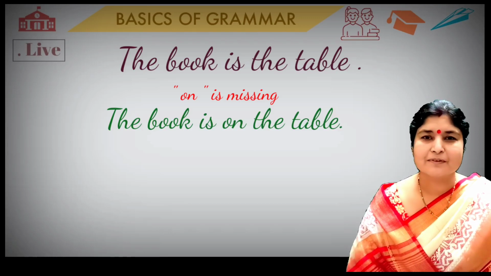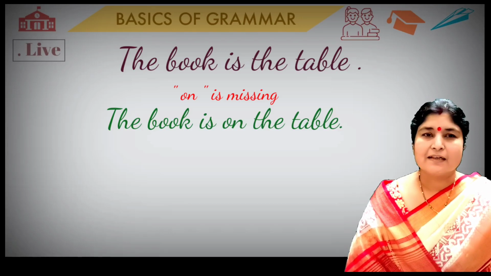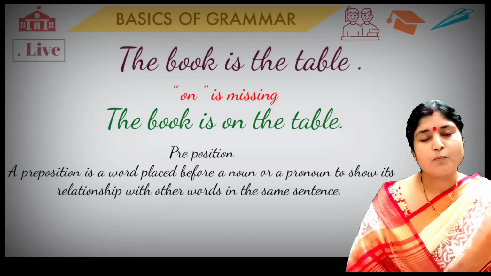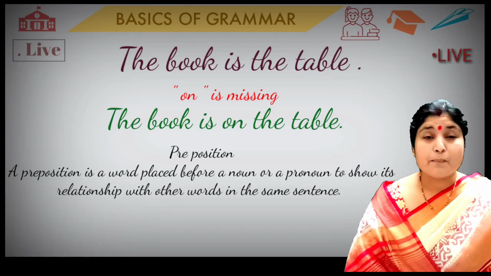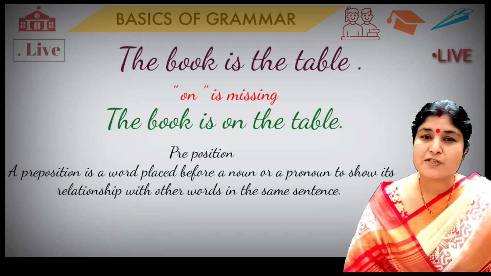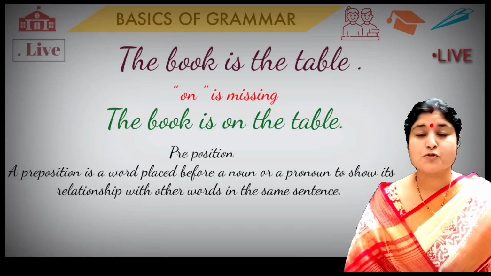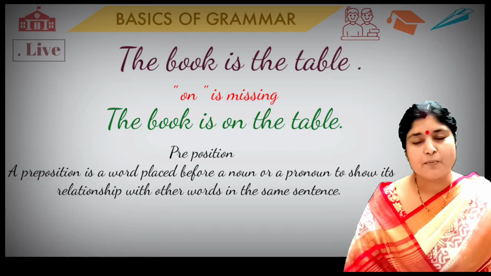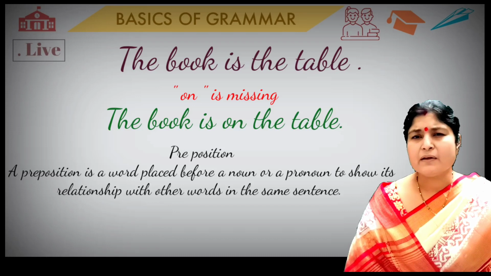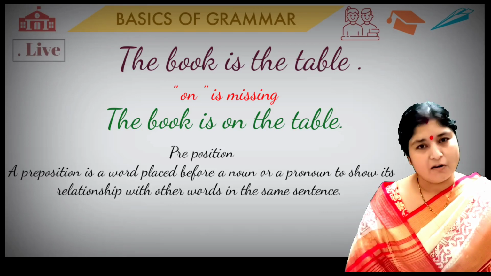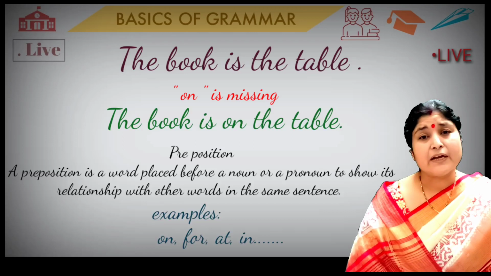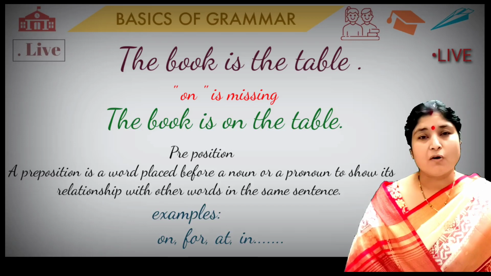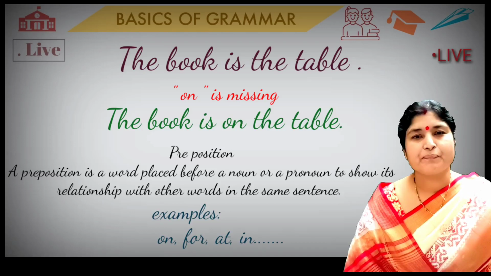So what is on? Obviously, on is a preposition. So what is a preposition? A preposition is a word which is used before a noun or a pronoun to show its relationship with other words of the same sentence. There are many prepositions like on, for, of, into, out of, behind, across, among, through. These all are known as the prepositions.